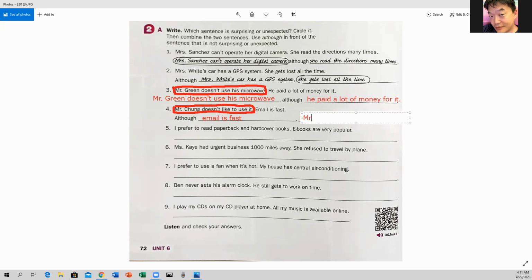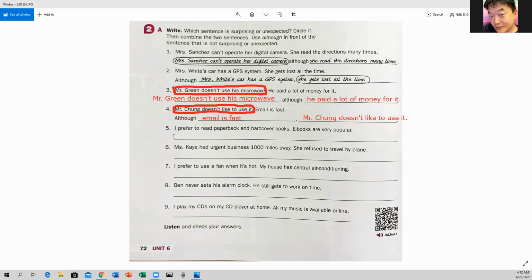Mr. Chung doesn't like to use it. Okay? Although email is fast, Mr. Chung doesn't like to use it. Okay? Let's continue here. Number 5.